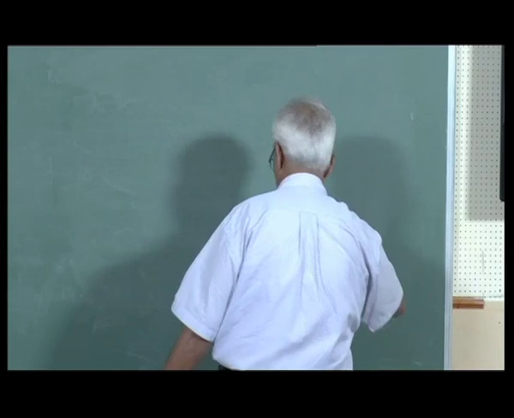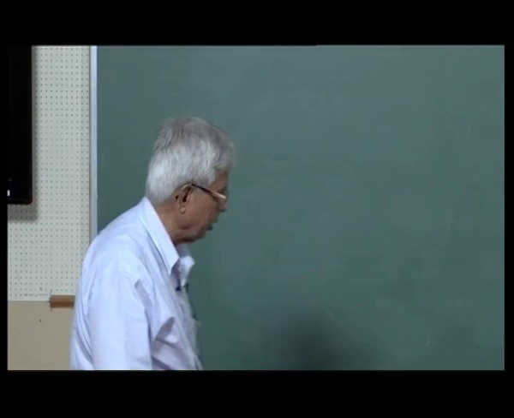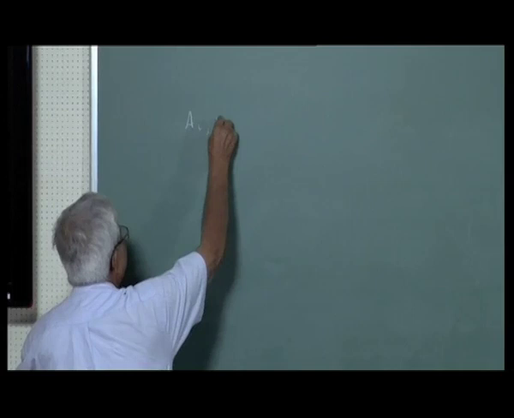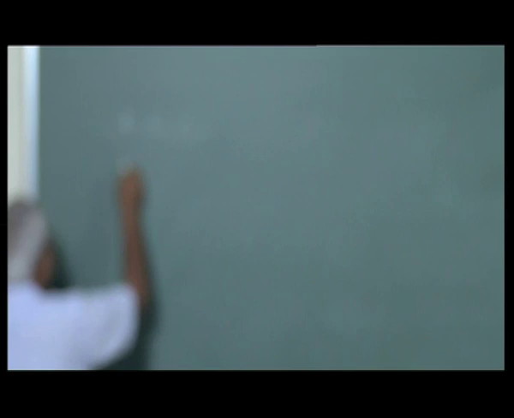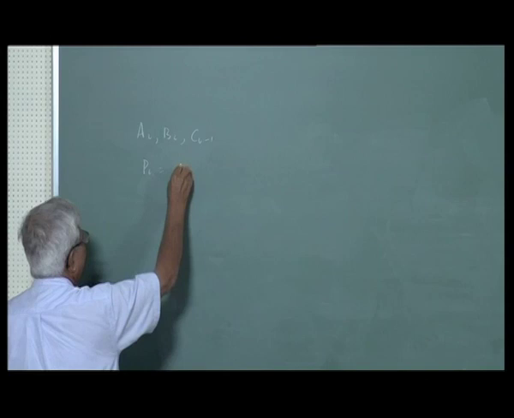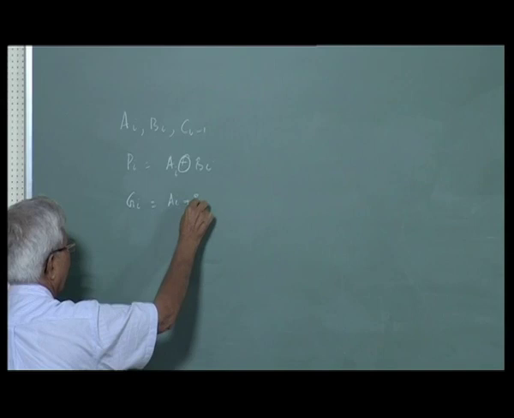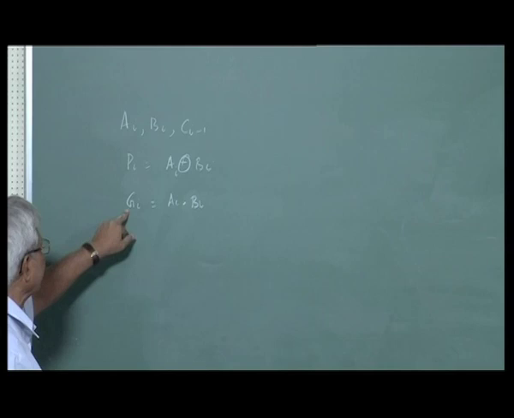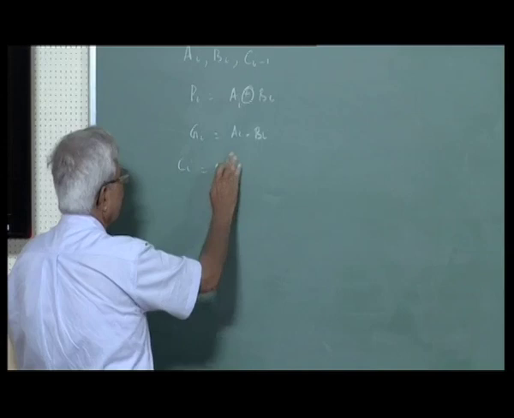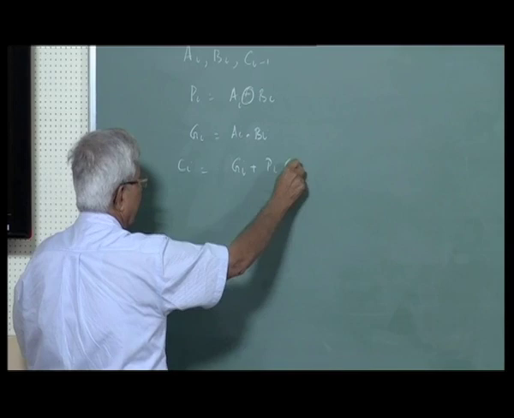So for any stage, if I know Ai, Bi and Ci minus 1, I can find Pi, the propagate, which is Ai exclusive or Bi, and Gi, which is Ai AND Bi. This is called carry generate, and this is called carry propagate. That means the output carry Ci is Gi plus Pi Ci minus 1. This is the formula I am going to use.